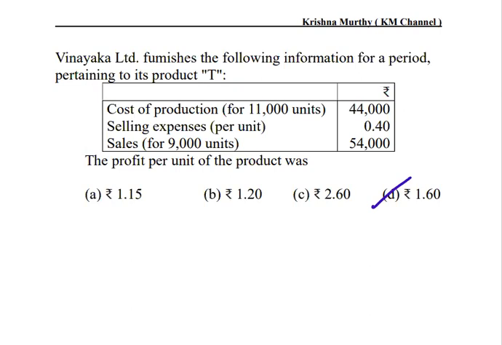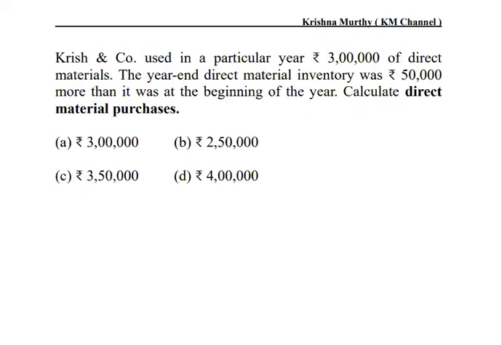Next one. Krish and company used in a particular year rupees 3 lakhs of direct materials. The year-end direct materials inventory was 50,000 more than it was at the beginning of the year. What was the opening stock in the beginning? That is not given, but the closing stock is 50,000 more as compared to the opening stock. Calculate direct material purchase. Options are given: 3 lakhs, B option 2,50,000, C option 3,50,000, fourth option 4 lakhs.